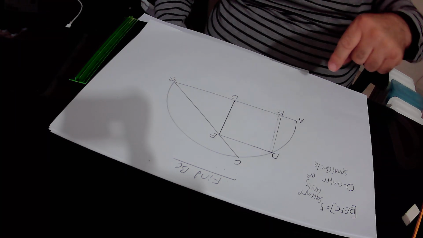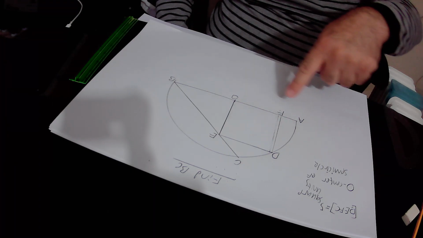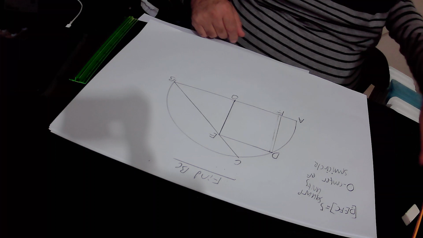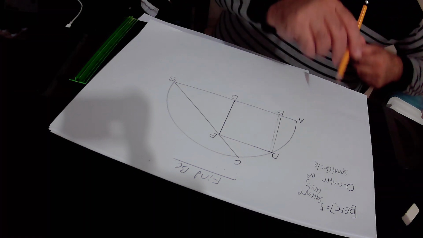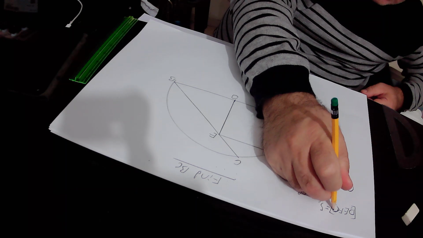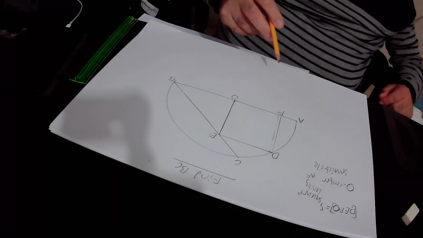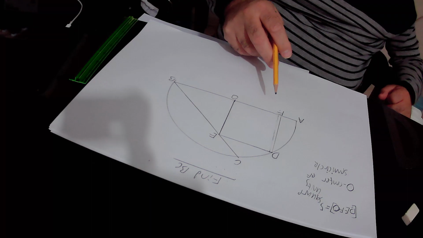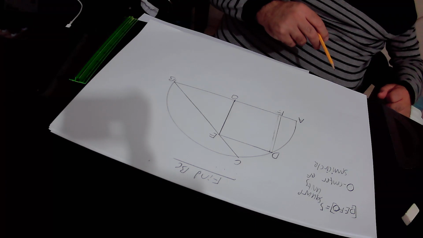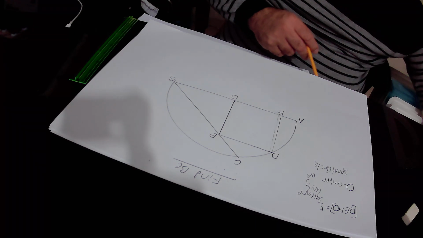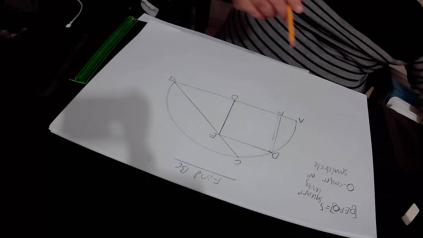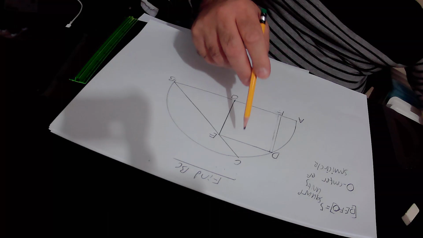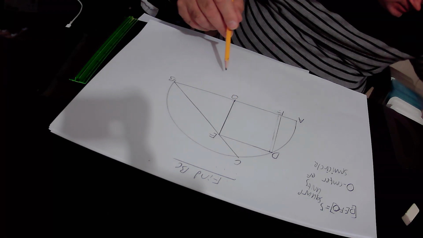Inside the semicircle, we have square DEFO, and we know that the area of square DEFO is equal to 5 square units, and our mission is to find out the length of chord CB.